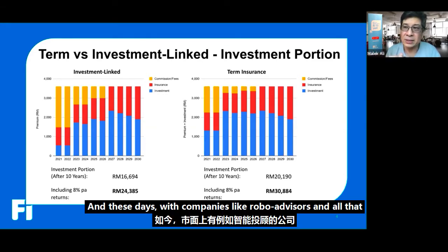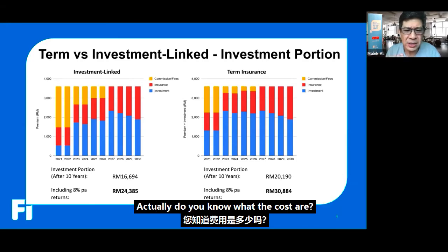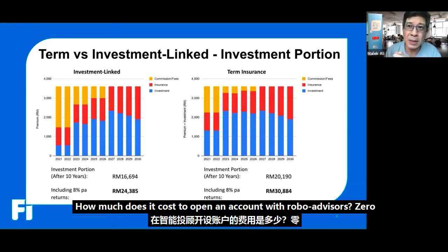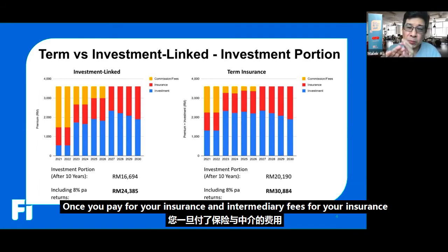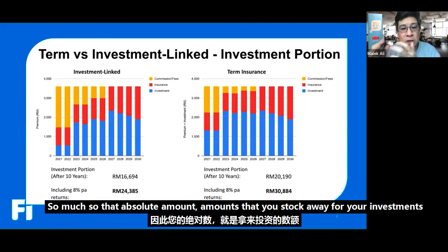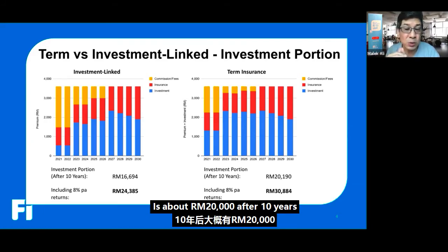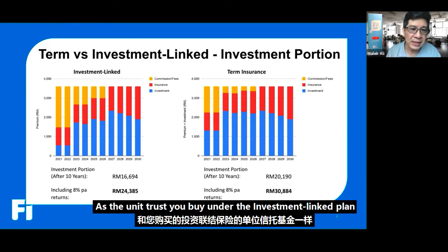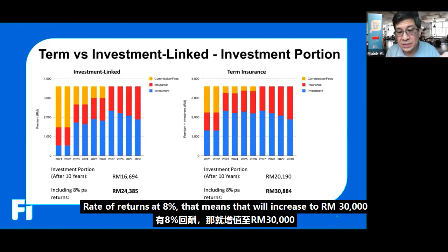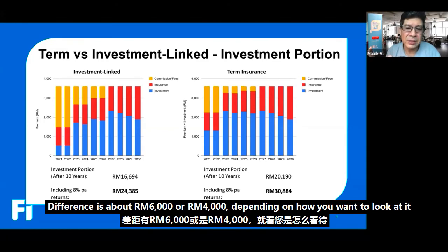And these days, with companies like robo-advisors, you know what the costs are? How much does it cost to open an account with robo-advisors? 0. How much does it cost for them to manage your money? 0.6, 0.8% per annum. Once you pay for your insurance and intermediary fees for insurance, basically everything else goes into investment. So much so that the absolute amount you sock away for your investments is about 20,000 after 10 years. If we assume it performs the same way as the unit trust you buy under an investment-linked plan, with a rate of return like 8%, that will increase to 30,000. The difference is about 6,000 or 4,000 depending on how you want to look at it.